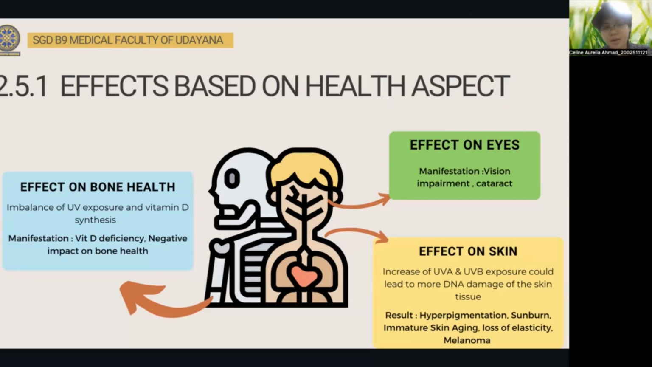Not only that, it can also affect many more parts of our bodies, especially tissues besides skin, such as the eyes. It can cause vision impairment and cataracts. Rising temperatures from ozone depletion also lead to more severe heat waves, risking heat-related illness, especially for vulnerable populations like the elderly or children.